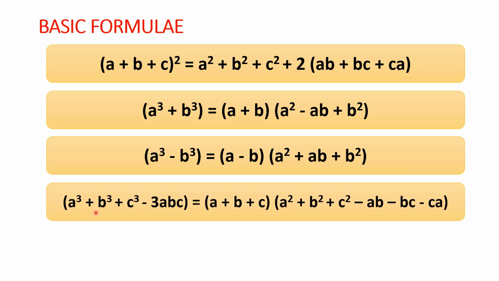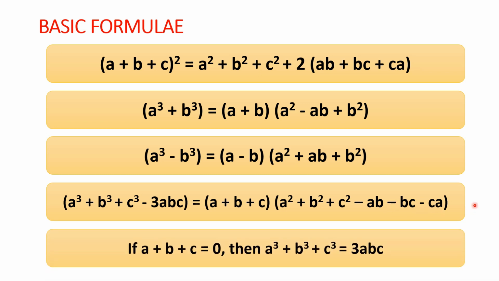And then a³ + b³ + c³ − 3abc = (a + b + c)(a² + b² + c² − ab − bc − ca). And then if a + b + c = 0, then a³ + b³ + c³ = 3abc. Try to remember all these formulas and just revise them again and again so that you can easily solve the problems on quantitative aptitude on numbers.